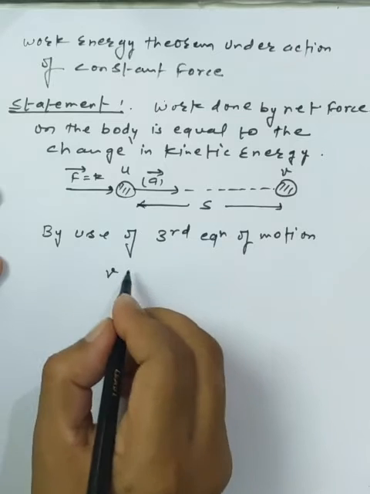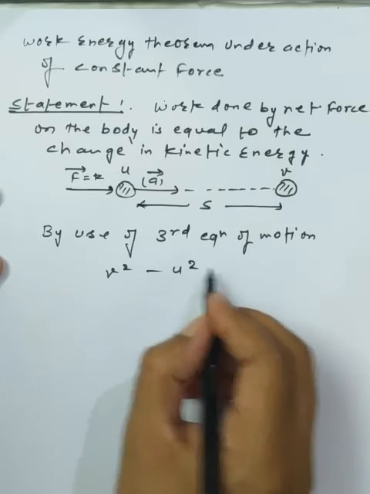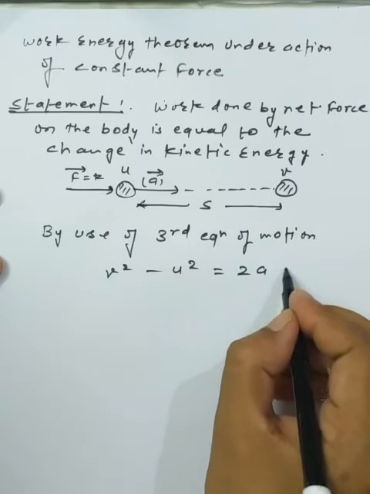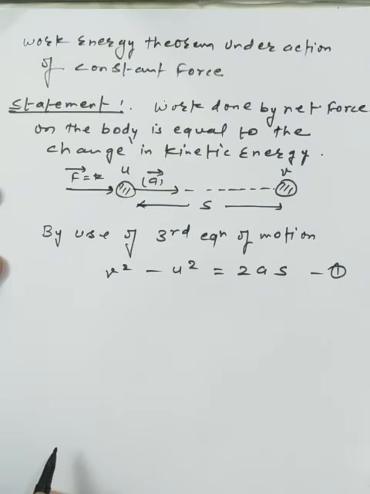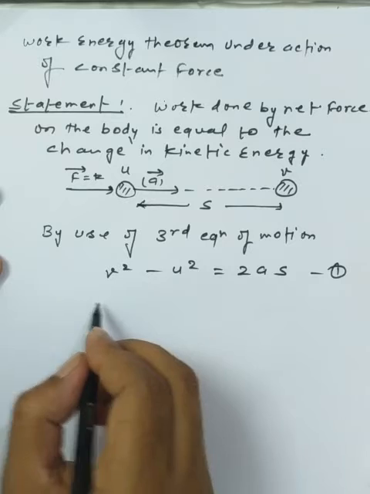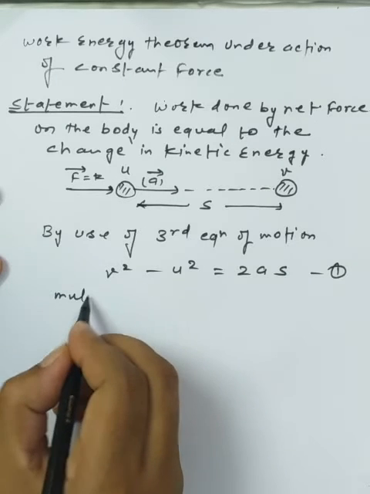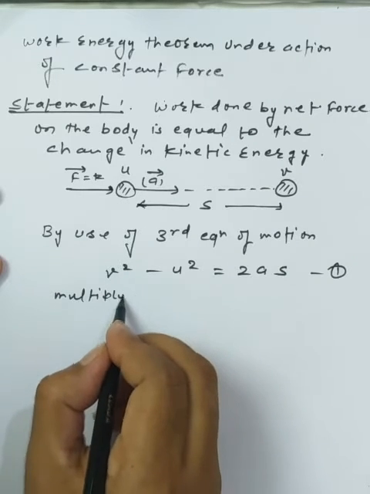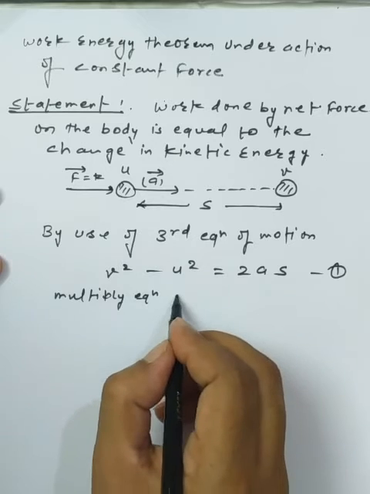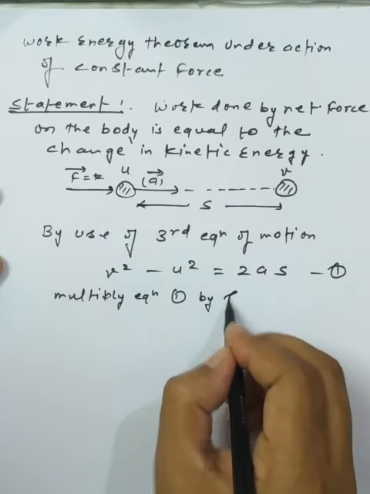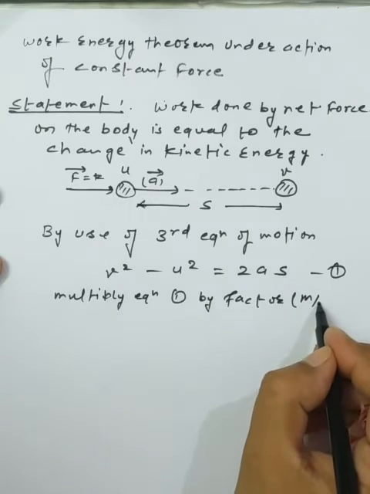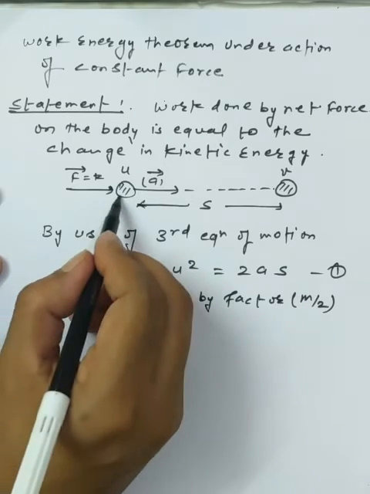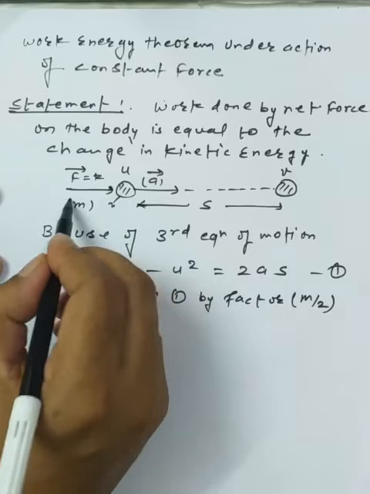So what we are writing is v square minus u square is equal to 2as. This is the first equation we have, and we are multiplying equation 1 by a factor of m by 2. Here we are also assuming the mass of the object is m.